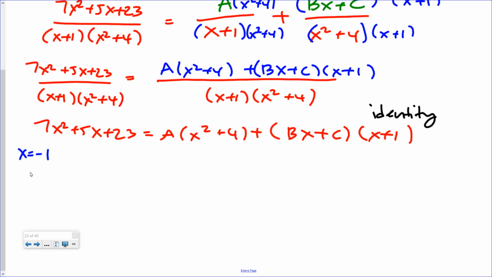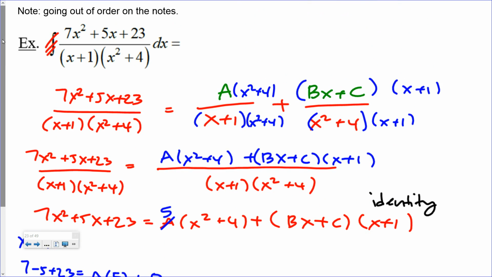If I put in -1, I'll get 7 times -1 squared, which is 1, minus 5 plus 23 is equal to a times, well, -1 squared will just be 1. So that's going to be a times 5 plus, and if I put -1 right here, it's just going to be 0. That was a great number, actually, because this gives me 25 is equal to 5a. Did you guys get a is 5? Okay, now watch what I do. If a is 5, a is unique. That means this is 5. This a right here, guys, you can change it to 5. It may or may not help you, but you can change it to 5.